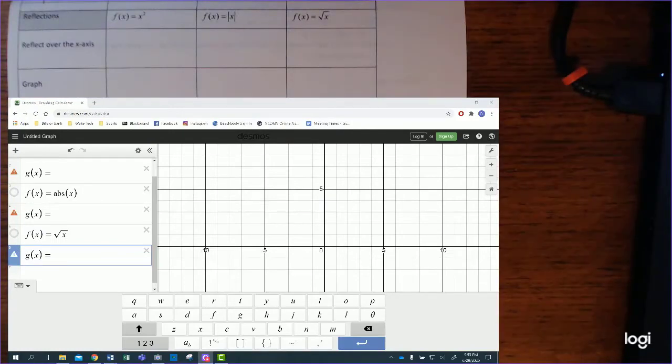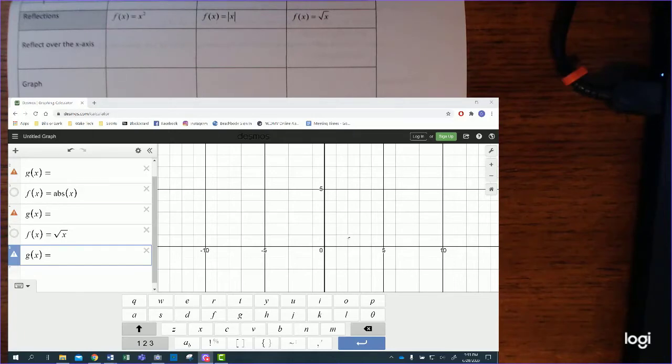Okay, let's move on to the second type of transformation that you need to understand, and these are called reflections. And we have the same three functions because it doesn't matter what type of function, these rules are going to be the same no matter what. And the first one is we want to figure out how to reflect over the x-axis. Okay, so this is my x-axis.